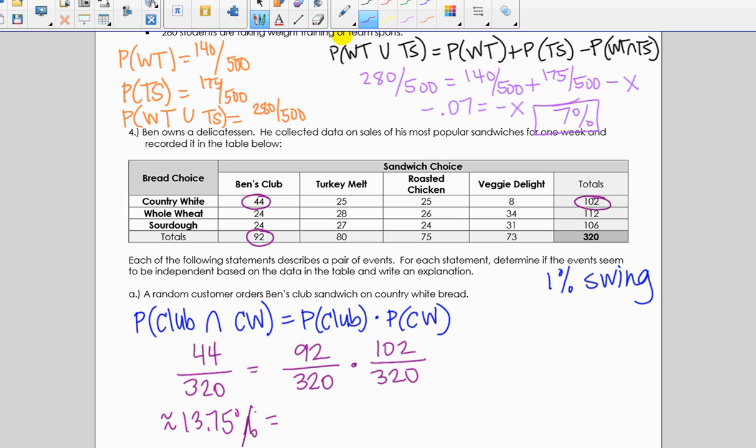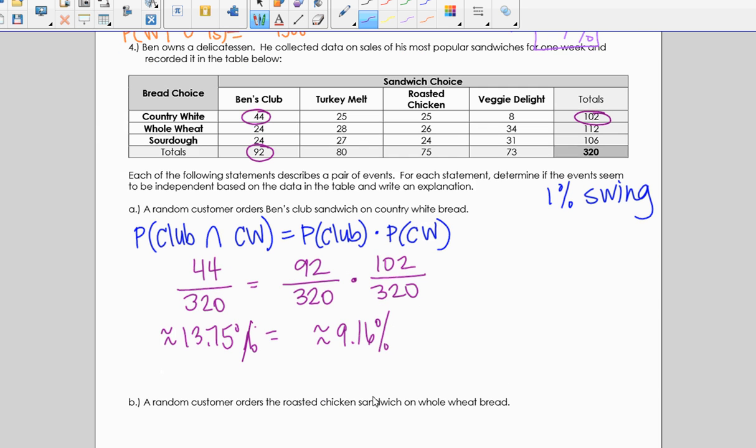Okay. All right, and then if you multiply these together, you get about 9.61, or 16%, excuse me. All right, so that is not a 1% swing, which means these are dependent. So what does that really mean? That means that a customer ordering a club sandwich does have an effect. They're dependent on each other. So a customer ordering a club sandwich does have an effect on the probability that they'll get country white bread.